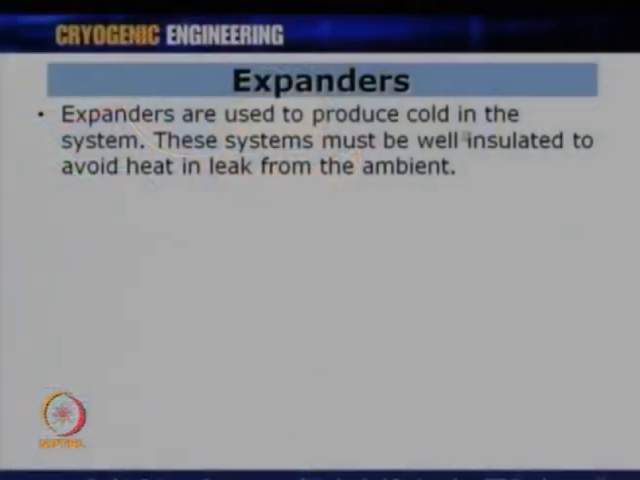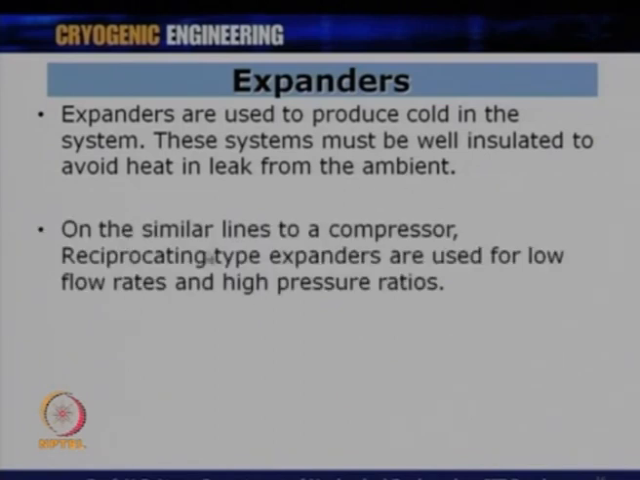So, having seen heat exchangers and compressors, now let us come to the expanders in short, and I will have 3-4 slides on the expanders. Expanders are used to produce cold. As you know, expanders are very important because it is the one because of which the gas undergoes isentropic expansion and which produces cold in the system. This system must be well insulated to avoid heat inleak from the ambient. In fact, all the heat exchangers, all the expanders should be well insulated because the heat should not come from the ambient. On similar lines of a compressor, reciprocating type of expanders are used for low flow rates and high pressure ratio.